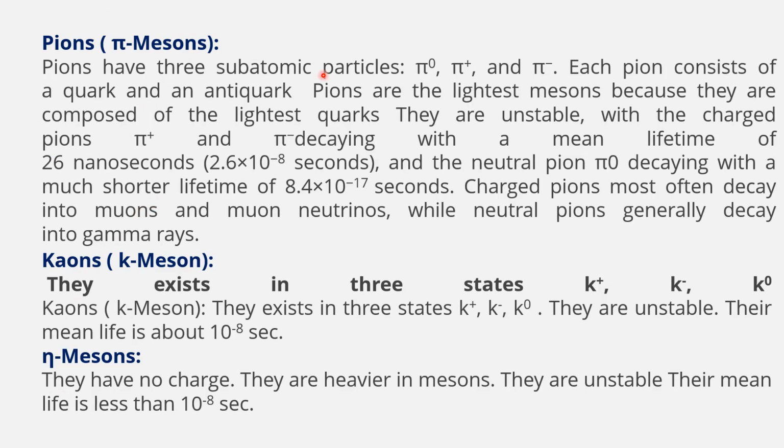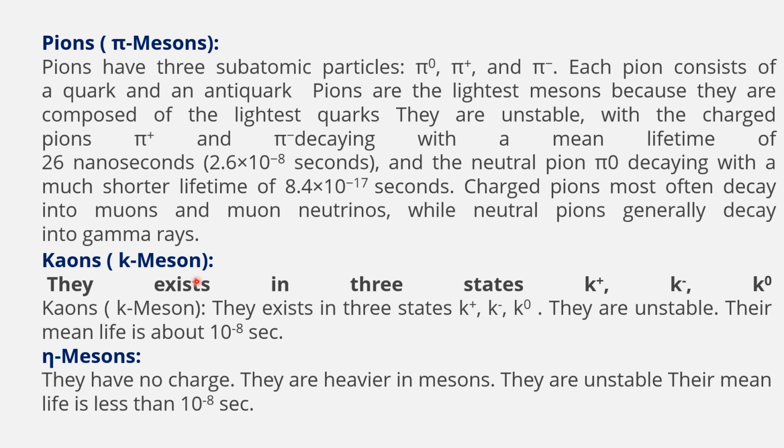Pions have three subatomic particles: pi naught, pi plus, and pi minus. Each pion consists of a quark and an antiquark. Pions are the lightest mesons because they are composed of the lightest quarks. They are unstable, with the charged pions pi plus and pi minus decaying with a mean lifetime of 22 nanoseconds, and the neutral pion decaying with a much shorter lifetime of 8.4 × 10^-17 seconds. Charged pions most often decay into muons and muon neutrinos, while neutral pions generally decay into gamma rays.